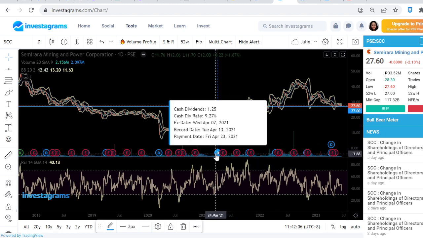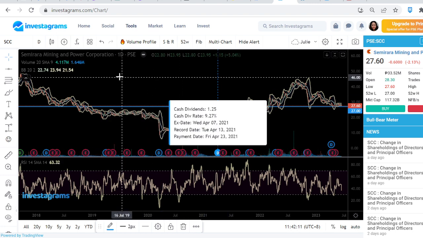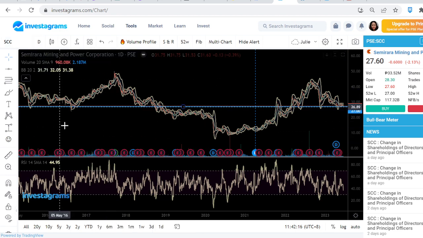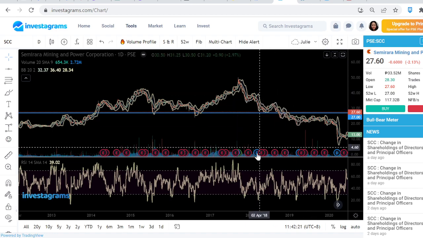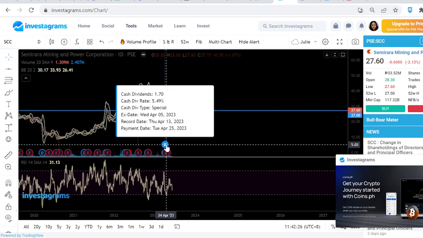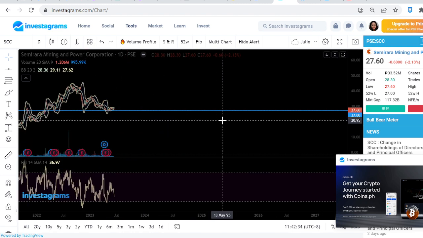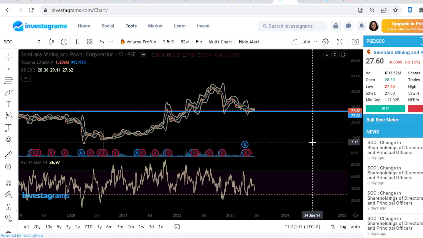Kasi so far, consistent sila. Kahit during the time of the pandemic, tuloy-tuloy silang nagbibigay ng dividend. And how many years na ba? Matagal na rin eh. Since 2017. 2017 na mabibigay sila ng dividend. At tingnan natin yung value, 1.25. Tapos dito, hindi lang siya 1.25. Ilang beses pa. So, tingnan nyo rin yung trend. What was the yield in 2017 versus, year-on-year comparison. And 2023, ano na siya.